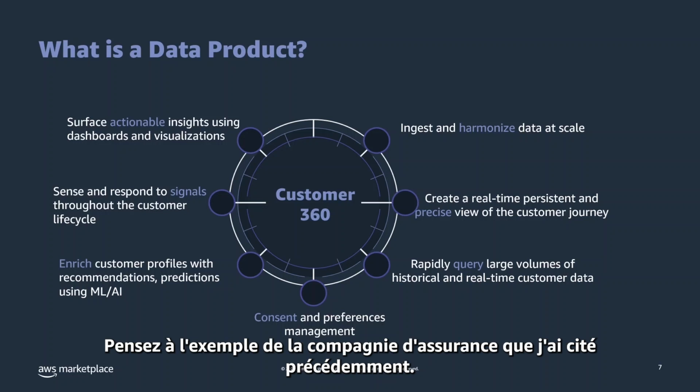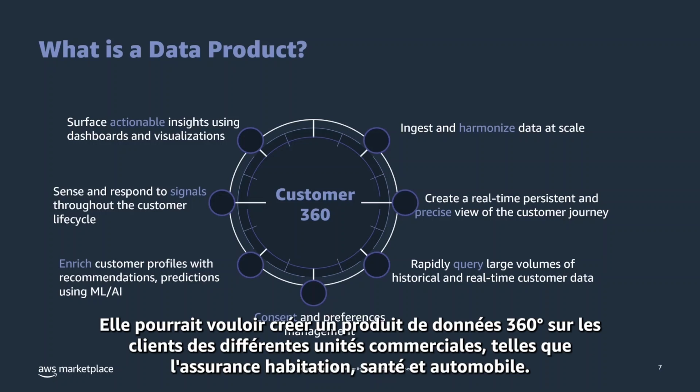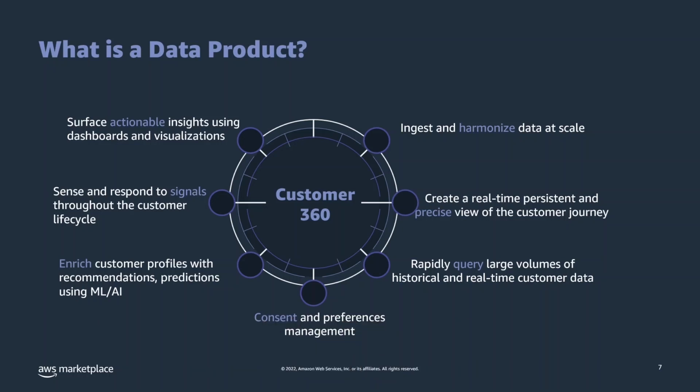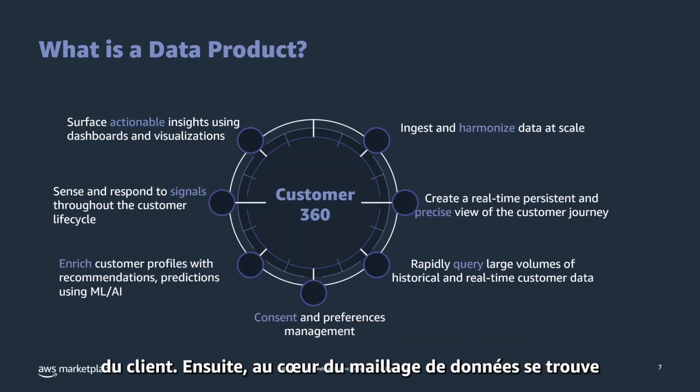This data product is intended to enable or drive a defined, well understood, quantified business outcome. Think of the example of the insurance company I cited earlier. They might want to build a customer 360 data product with customers across the different business units like home, health, and motor insurance. This will help them sense and respond to signals throughout the customer lifecycle or create a real-time, persistent, and precise view of the customer journey.